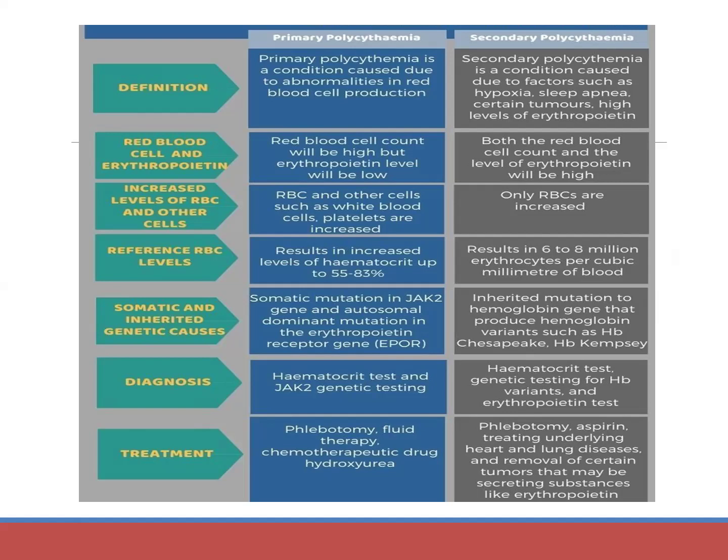Diagnosis of primary polycythemia depends on hematocrit testing, where hematocrit is increased, and genetic testing is also done, in which the JAK2 gene is found mutated. And in cases of secondary polycythemia, along with the hematocrit test, genetic testing for variants of hemoglobin having higher oxygen affinity is done, along with a test for the erythropoietin hormone, and erythropoietin will be high in case of secondary polycythemia.